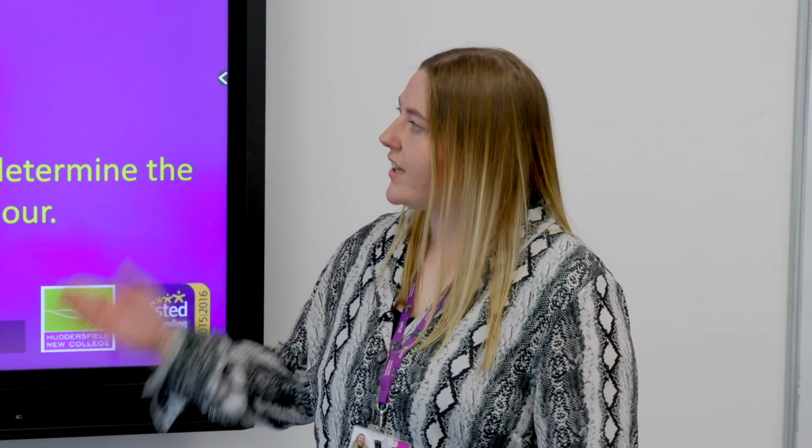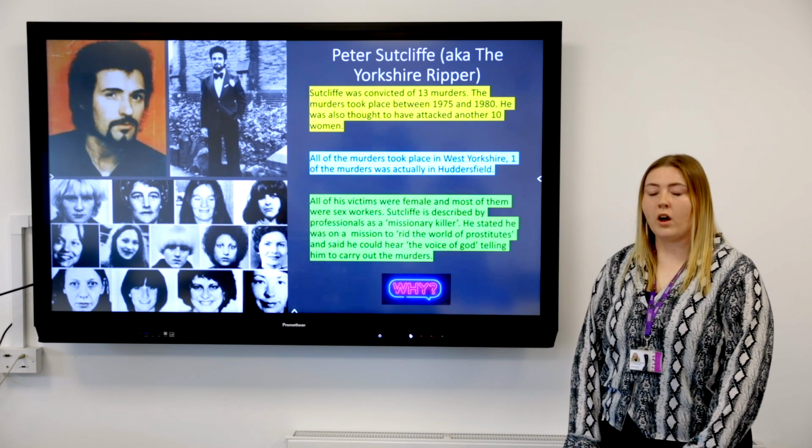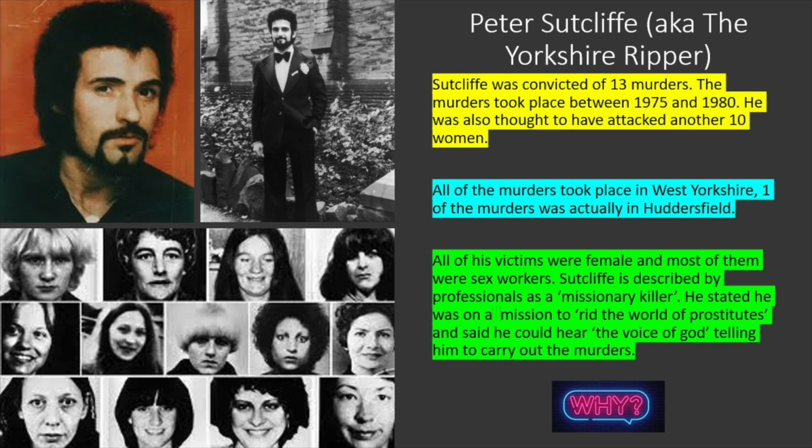Today we're going to have a look at Unit 2, Criminological Theories, where we apply theories of crime to criminal case studies. So the case study that we're going to look at is Peter Sutcliffe, aka the Yorkshire Ripper, who killed 13 females, all sex workers, and he believed he was a missionary killer, which means he was carrying out an act of God in killing these women. And interestingly, one of the murders took place here in Huddersfield.